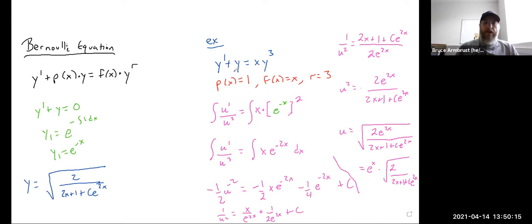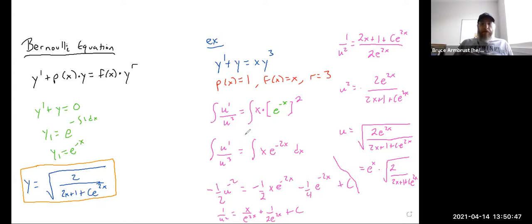So there is our solution. There's the general solution to this differential equation. And yes, I know it's ugly, but if you take a derivative, add it to itself, put it in here, you'll see that you actually get truth.